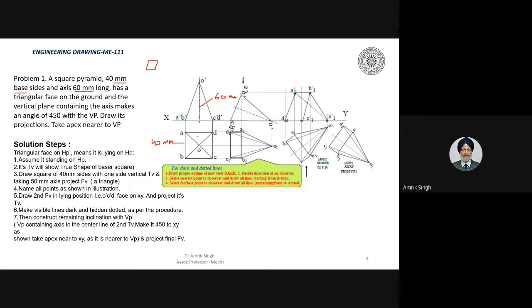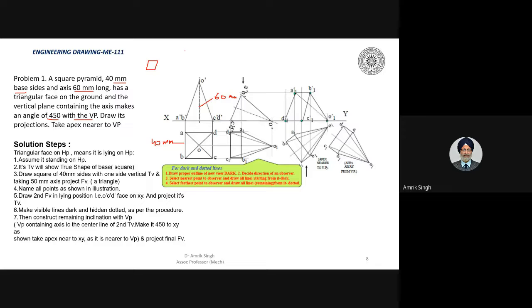So you can draw it anywhere because it is not given. It has a triangular face on the ground and the vertical plane containing the axis making an angle of 45 degrees with VP. So when it is making the angle with VP, you will assume that it is parallel to VP. So when it is parallel to VP, that means the cone is lying like this.